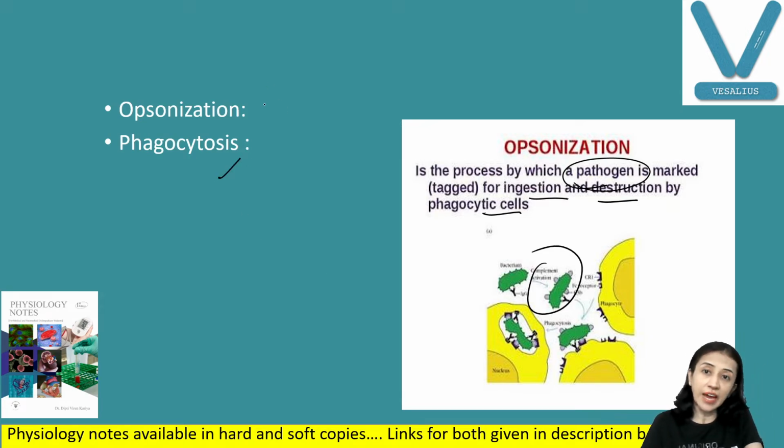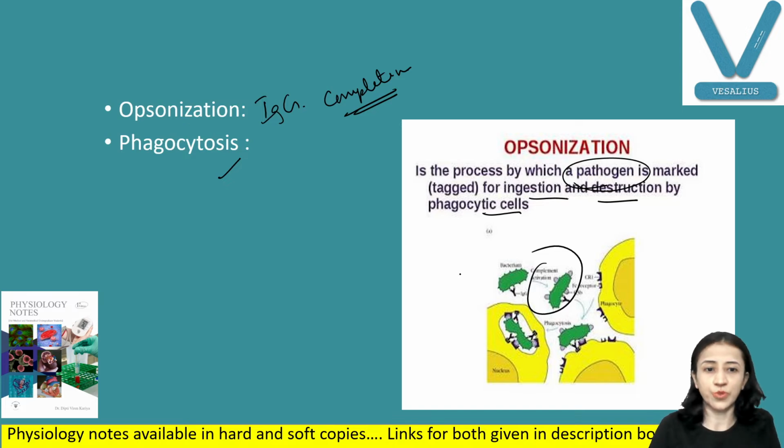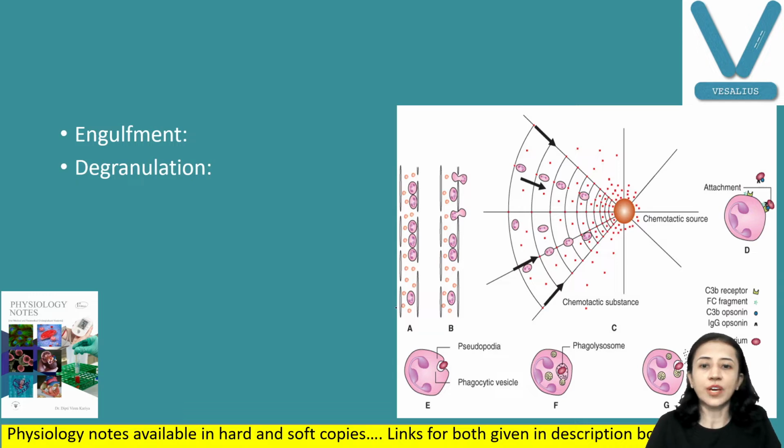For opsonization, we have IgG, immunoglobulin G, as opsonin. Okay, and this opsonin, as well as complement factor, they also act as opsonin. Okay, and followed by phagocytosis, that is engulfment of the particle. You can see here, this is the phagocytosis process, that is engulfment. As we all know, pseudopodia develop, and the pseudopodia enclose, they cover the phagocytic particle, and that results in engulfment of the particle, and there is the formation of phagosome, phagolysosome, and there is degranulation. So these are all the processes.